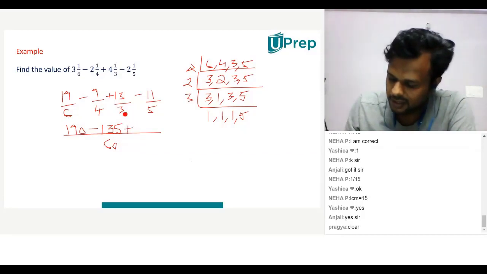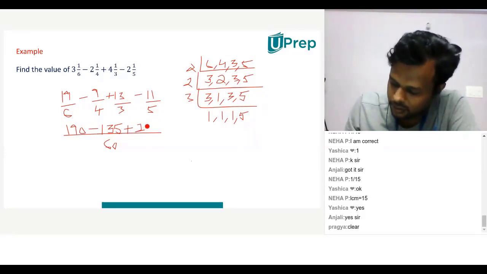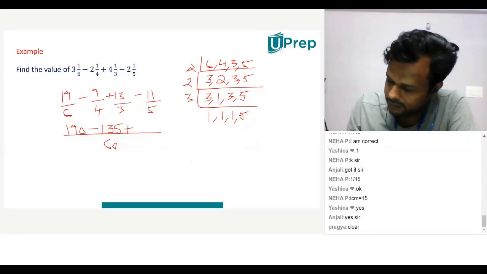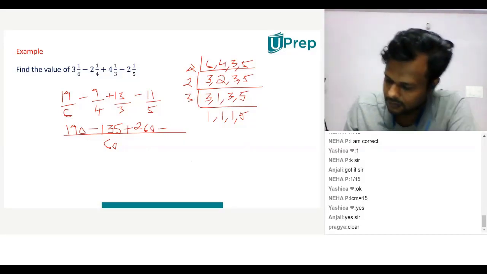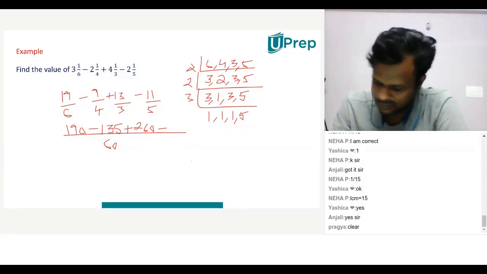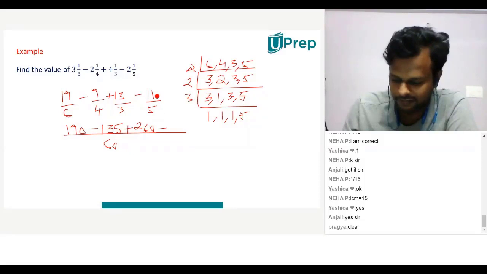Children, in this case, I have a 3 here. If I have to get a 60 here, I need to multiply the numerator with 20. So this becomes 260. You have to wait, Neha, I'll get back to you. So I have 15 here, I have 5 here. So I need to multiply the numerator with 12 so that the denominator becomes 60. So 12 into 11 is 132.